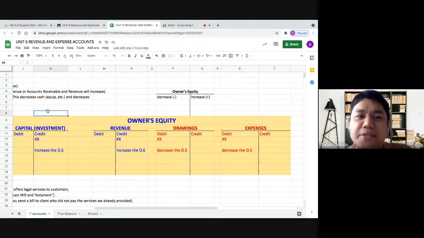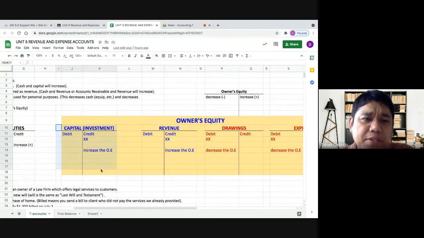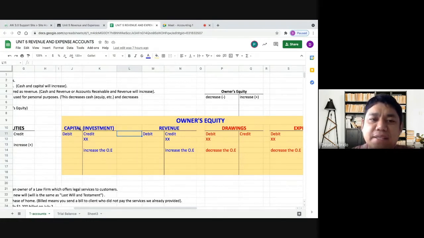For example, look at this one. The first division of owner's equity is capital investment. When we say capital or investment, this is the time when the owner puts additional money for the use of the business. Do you understand that? For example, the owner invested an additional $5,000 to the business. In that way, the investment is considered as capital.